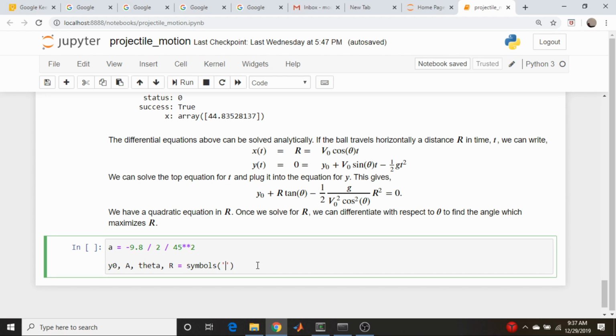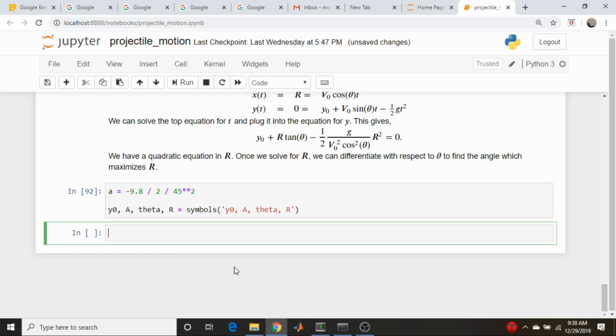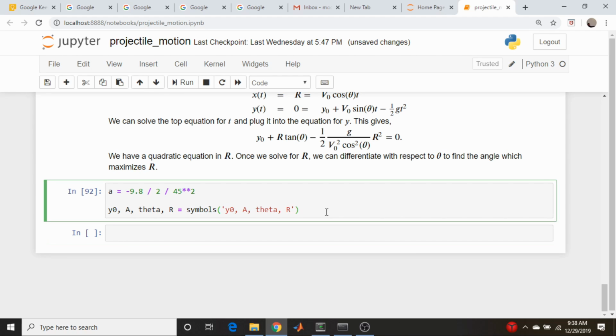So we're going to use the symbols command, and we just have to basically list that all these are symbols. So it's y0, A, theta, and r. And this A is just going to be used for this term here. And I do need to put commas here. Comma A, theta, comma. Let's see, does this run? Cool.